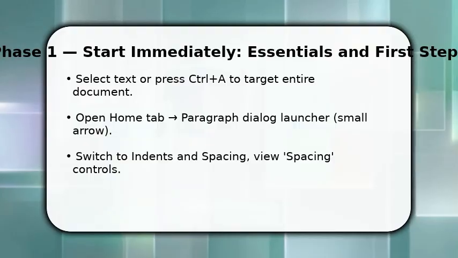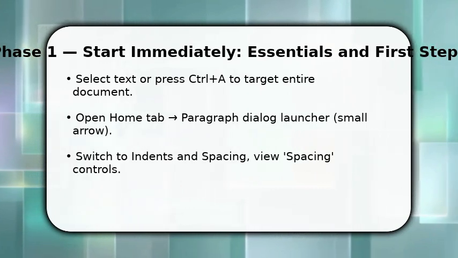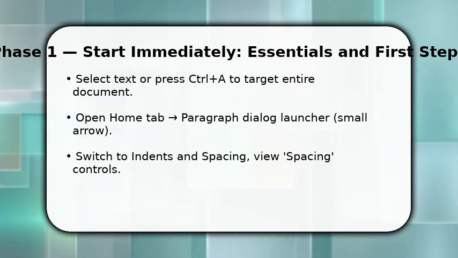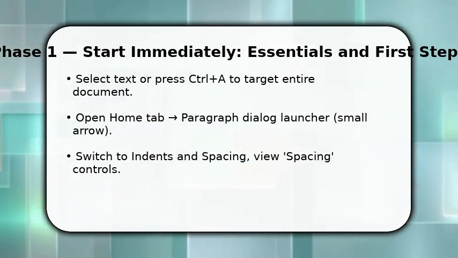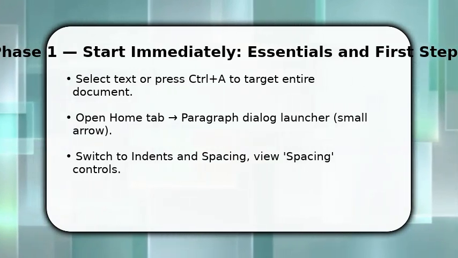You begin by selecting the text you want to fix. You can press Ctrl+A to operate on the whole document. Once selected, go to the Home tab and click the small paragraph dialog launcher in the corner. This opens the detailed controls you need.